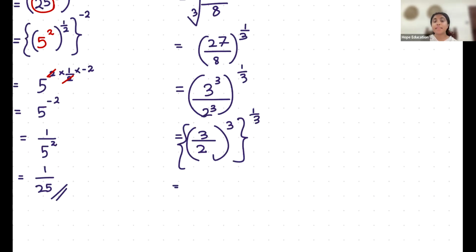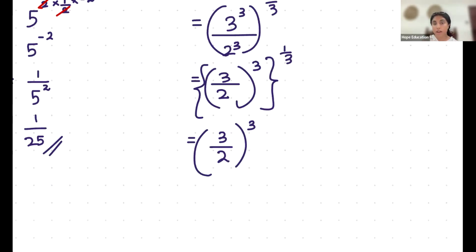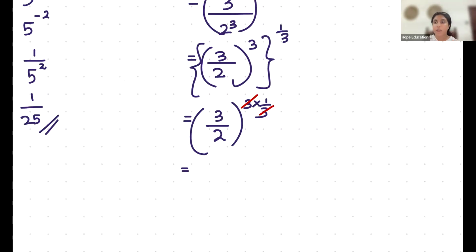Alright. Then 3 over 2. Look children, this is a power, this is also a power, and these powers are separated by brackets. That means you can multiply. 3 multiplied by 1 over 3. Here the 3 and the 3 cancel. I have only 1 remaining. 1 means 1. We can just write 3/2.